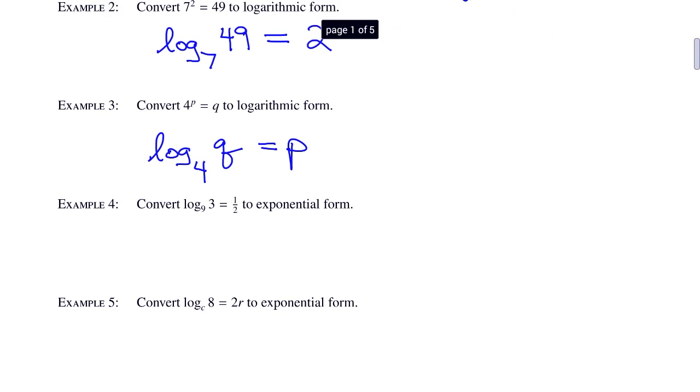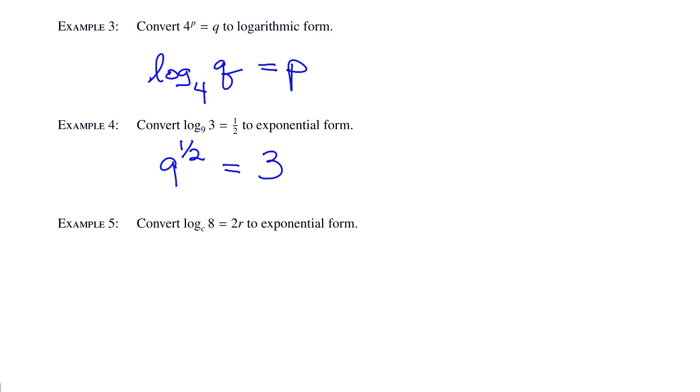Example 4. Convert log base 9 of 3 equals 1/2 to exponential form. So the base is 9. The answer to a log is the exponent, so the answer here is 1/2. So the exponent becomes 1/2. And then the answer is the argument from the log. So 9 to the 1/2 power equals 3.